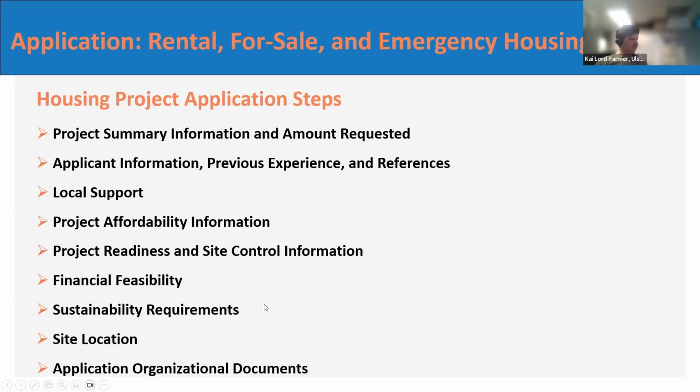We have the sustainability requirements, as I mentioned, from the Homes and Community Renewal Sustainability Guidelines. We ask a couple questions about site location. So is this in an efficient area? Is it close to services, public transit? Is it outside of the floodplain? Are there any other hazards or site remediation that needs to take place? And then the application organizational documents. So this is if you're a nonprofit, a couple documents related to your nonprofit status, etc.